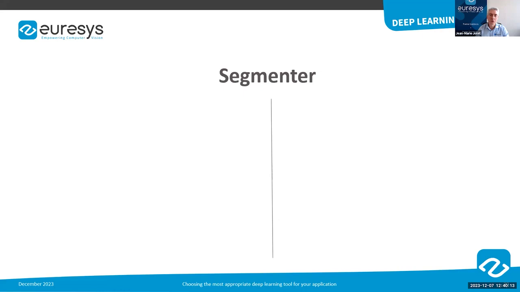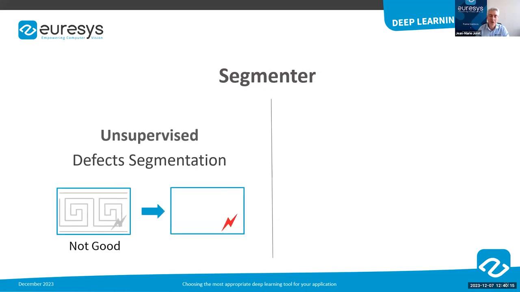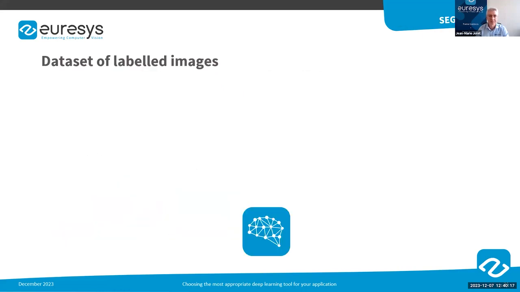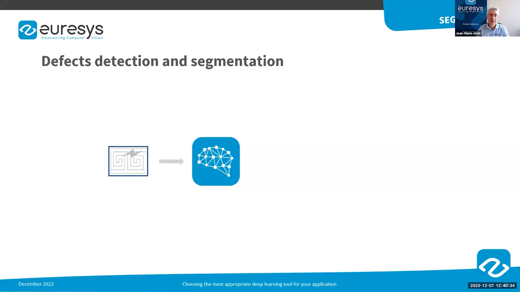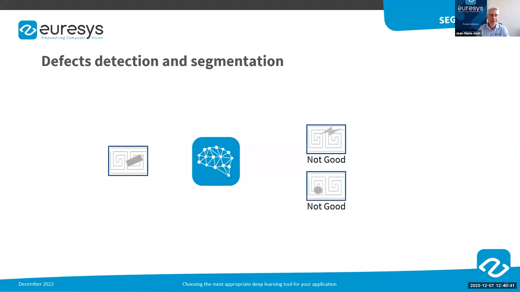The first one is called the unsupervised segmenter, and it is used for defect segmentation. It works by learning a model of what a good product is, which means a product without any defect. And this is done by training the neural network with images featuring good samples only. After the training, even though the segmenter has never seen any image featuring defects, it is able to detect anomalies or any differences compared to the model it has learned.